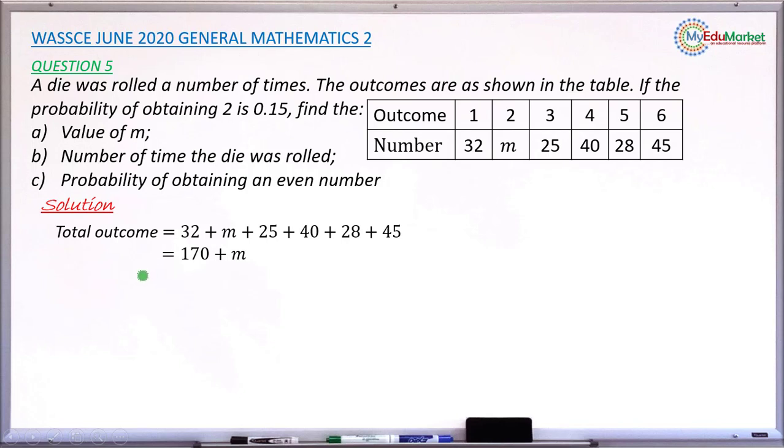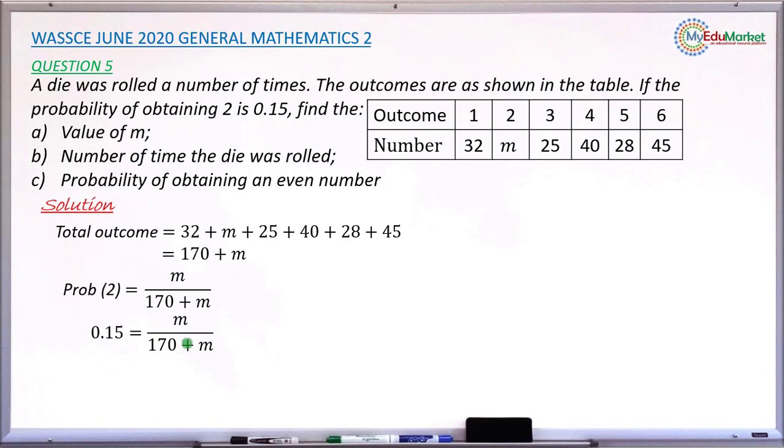So you now attempt to find the probability of that number 2. Probability of 2 will be the required outcome, which is the number of times the 2 was shown, divided by the total outcome, which is 170 plus m, the total number of times this die was rolled. So substituting the probability of getting a 2 as 0.15, you have this simple equation: 0.15 equals m all over 170 plus m. Solving this equation will enable you to get m, that is the number of times the 2 appears on the die. That will be the answer to question A. So you attempt to solve this equation.